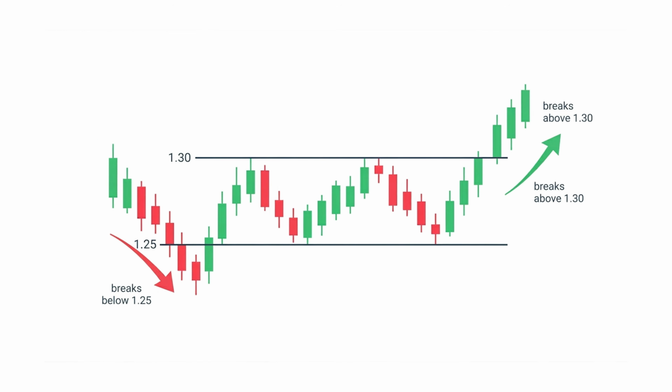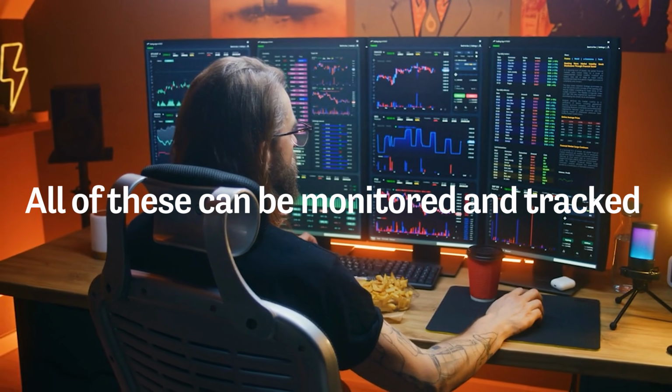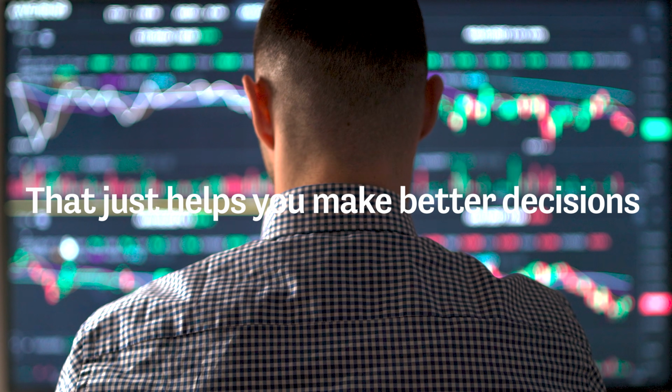But what if it breaks out of those levels? Well, if it breaches 1.25 to the downside or up above 1.30 to the upside, then we could be looking at new trading ranges, which may be the structure of the market changing. But rarely does this come without forewarning or without eyes on the fundamental situation in the economy itself. Again, all of these can be monitored and tracked. It's not about predictions, it's about creating context, and that just helps you make better decisions.